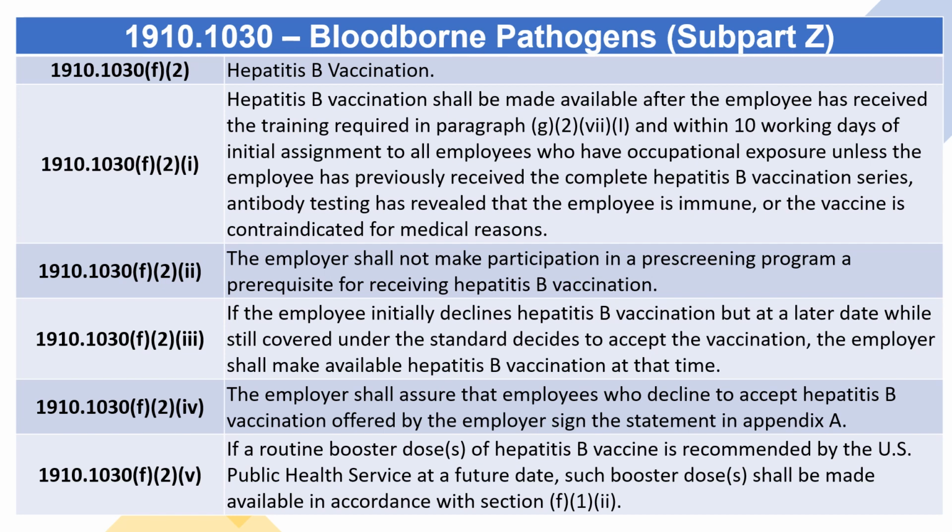The employer shall assure that employees who decline to accept hepatitis B vaccination offered by the employer sign the statement in Appendix A. If a routine booster dose of hepatitis B vaccine is recommended by the U.S. Public Health Service at a future date, such booster doses shall be made available in accordance with section (f)(1)(ii).